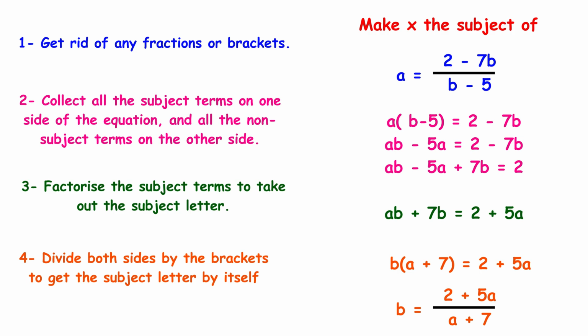And now that we have our subject terms on the left, we can move on to step 3 and factorize them to take out that common factor of b, so we'd get b, and then in brackets a plus 7 equals 2 plus 5a, and then finally for step 4, we just divide both sides by the a plus 7 to find that b equals 2 plus 5a divided by a plus 7, and that's it.